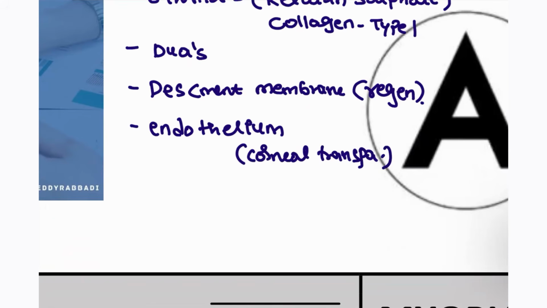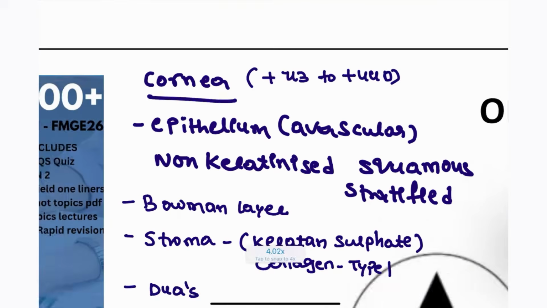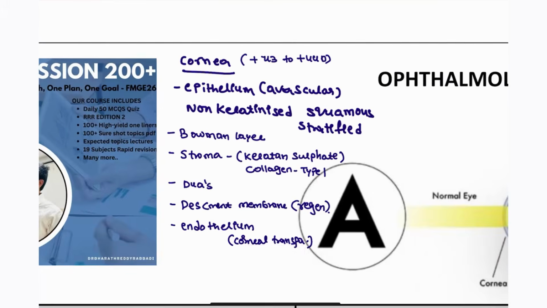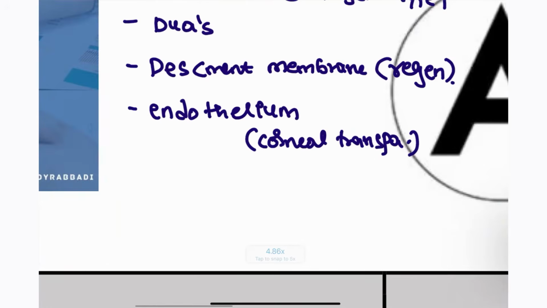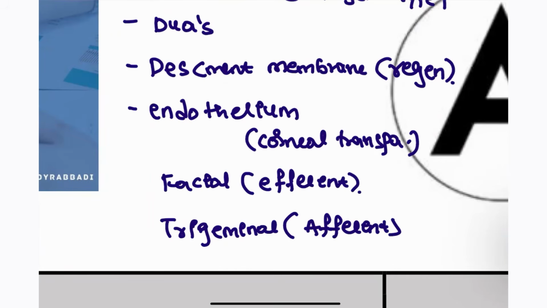Next, how many diopters are present for the cornea? It is plus 43 to plus 44 diopters of corneal power. These are the important layers. Coming to the nerve supply, we have the facial nerve and also the trigeminal nerve. Trigeminal is the afferent, which brings the signal, and facial is the efferent. So this is the nerve supply for the cornea.